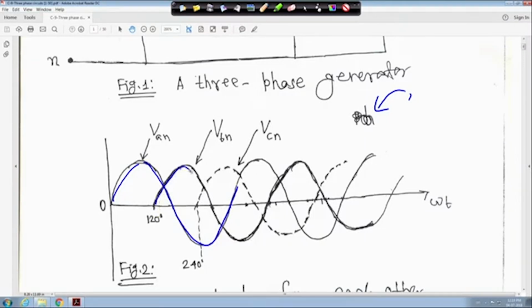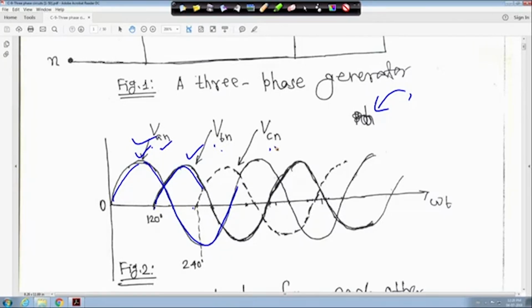Then VBN will start from here, and VCN, of course, will come like this. That means VAN is leading VBN by 120 degrees, and VBN is leading VCN by 120 degrees. In other words, VBN is lagging VAN by 120 degrees and VCN is lagging VBN by 120 degrees, or VCN is lagging VAN by 240 degrees, because VAN is reaching its peak faster than VBN, right? So VAN is leading VBN, VBN is leading VCN, and the angle is 120 degrees apart, right?